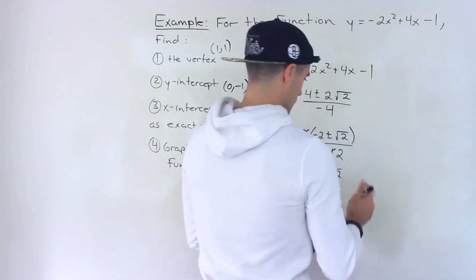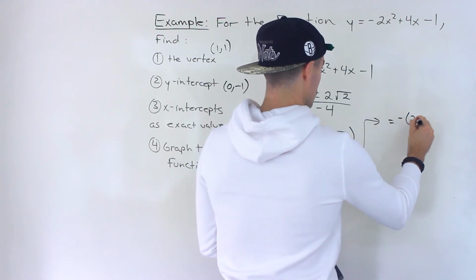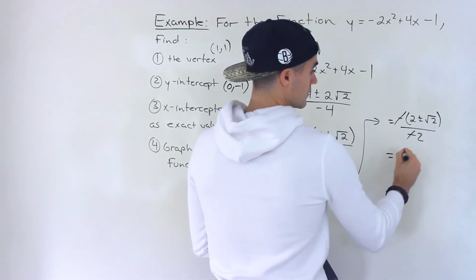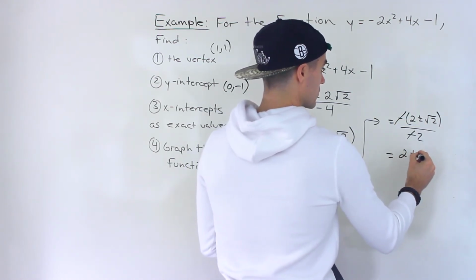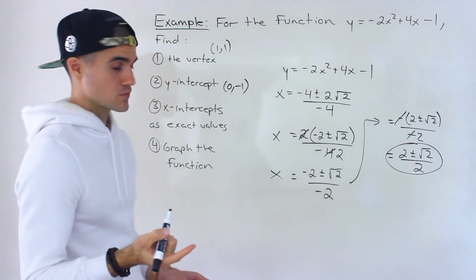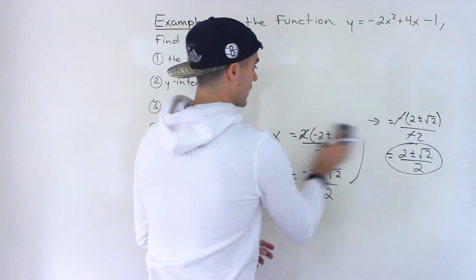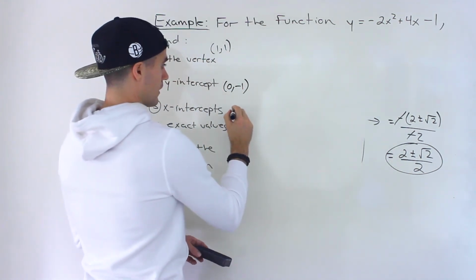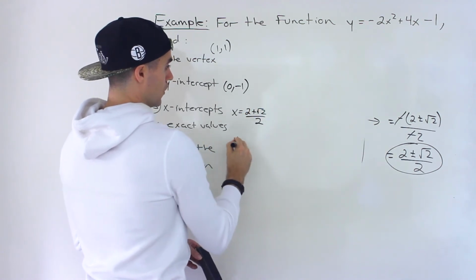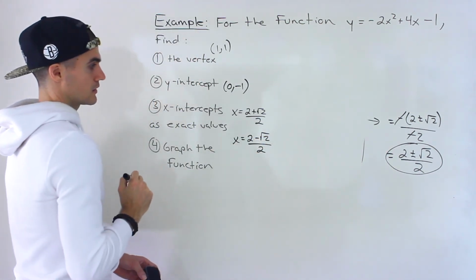So here, took out a negative, 2 plus or minus √2 over -2, and then the negatives cancel out. And so we end up with 2 plus or minus √2 over 2. So those would be the two x-intercepts. So they would actually be x either equals 2 plus √2 over 2 or 2 minus √2 over 2, like that.